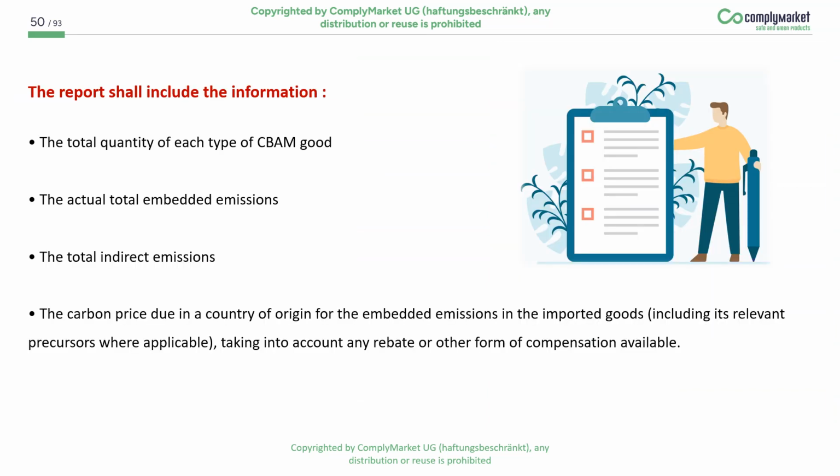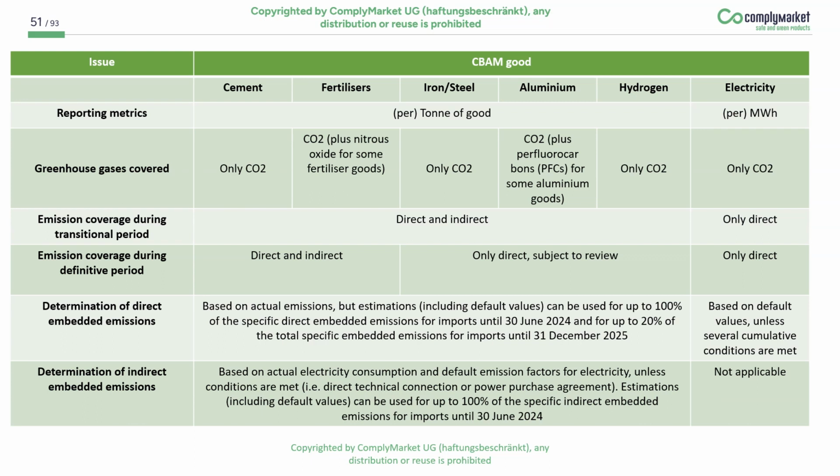The report should include information: total quantity of each type of CBAM good, actual total embedded emissions, total indirect emissions, and the carbon price due in the country of origin for the embedded emissions of the imported goods. Look at this matrix, so you can understand for each product what you need to report based on different types. Now we need direct and indirect emission during a testing period, but after that, what you need to report.